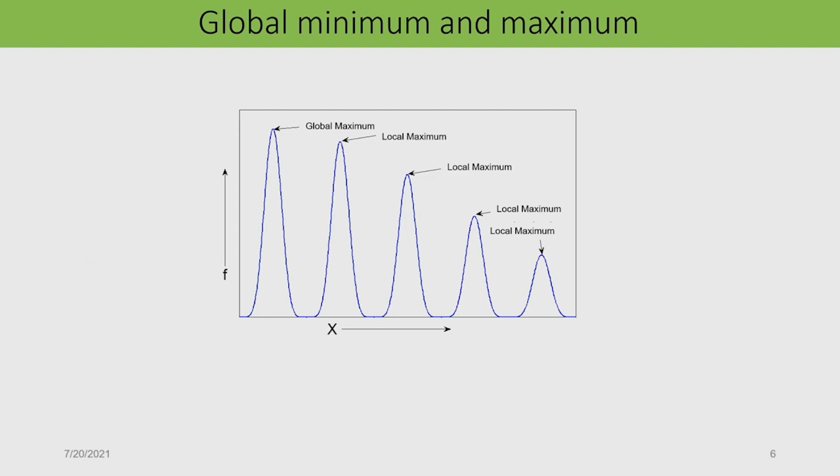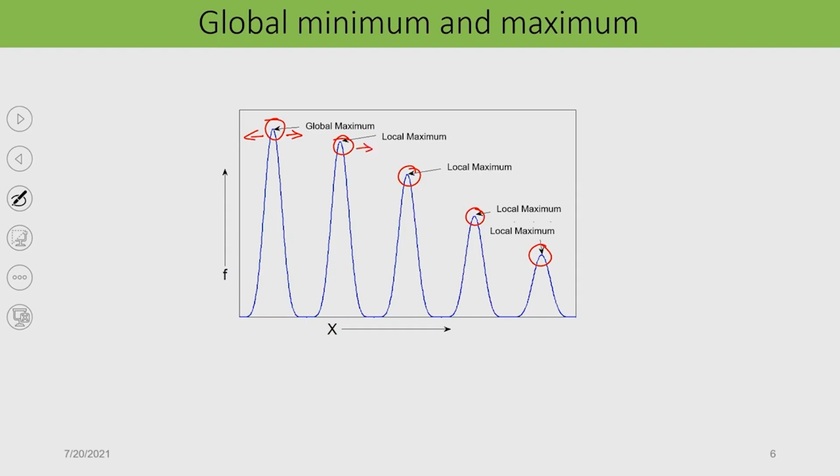Now, let us see this particular function. You can see that this particular function has 1, 2, 3, 4, 5 stationary points. Why stationary points? Because the first derivative at these points is 0. Therefore, these points are stationary points, and these points are maximum points, because if you go slightly to the right hand side or left hand side, the function value will decrease. Therefore, this is a maximum point.